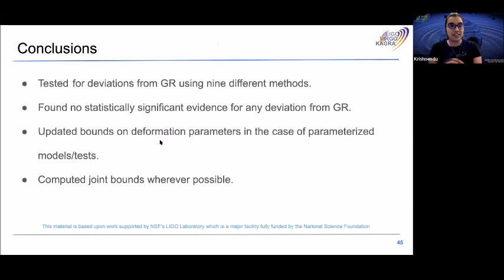With that, I will hand it over to conclude this presentation. Thank you all for discussing this with us. So we told you a little bit about how we tested for deviations from general relativity using the nine different methods presented. We found no statistically significant evidence for any deviation from general relativity. We have updated the bounds on deformation parameters in the case of parameterized models and tests, and we computed joint bounds whenever possible, to summarize some of the results we found.